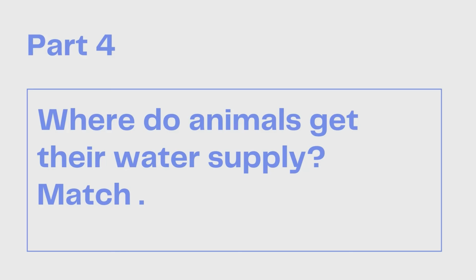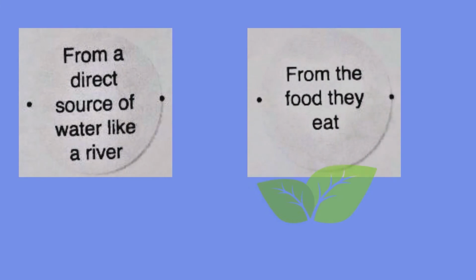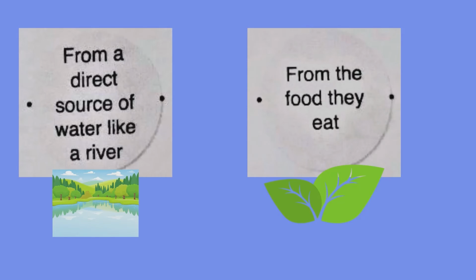Part 4. So where do animals get their water supply? Where do animals get their water supply? You have to match the animals and the supply of the water where they get it from. Okay? So let's see. So we have two sources of water.